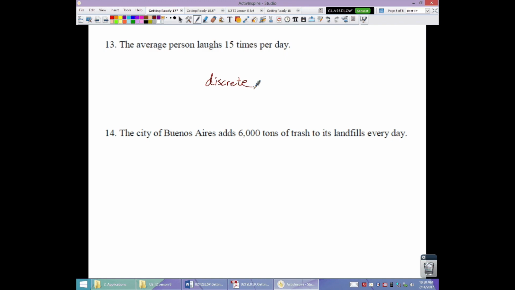The city of Buenos Aires adds 6,000 tons of trash to its landfills every day. Very similar to the waterfall problem, you could not possibly count every little tiny bit of trash added to a landfill. It could be measured in any type of decimals, fractions, anything from 0 and above could be an amount of trash that you add to a landfill. So this would be, once again, continuous.